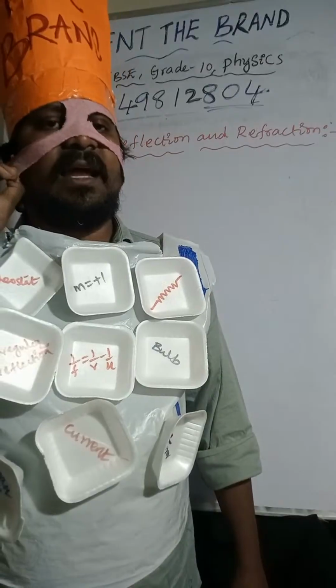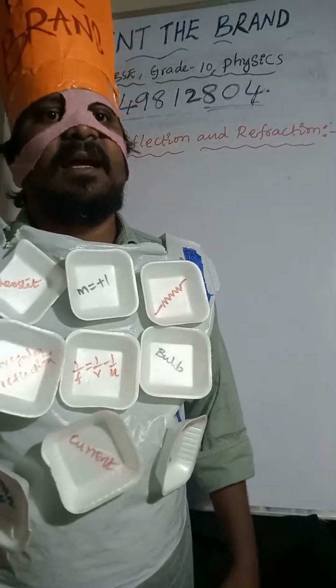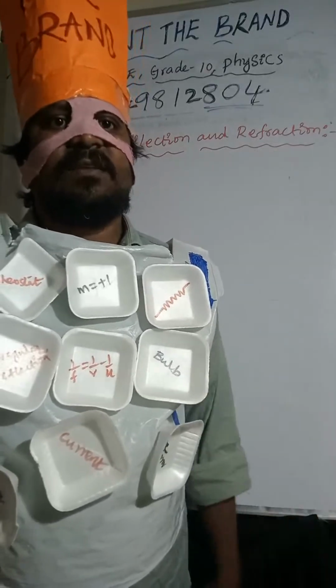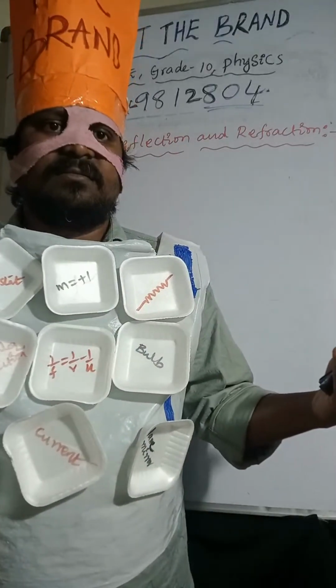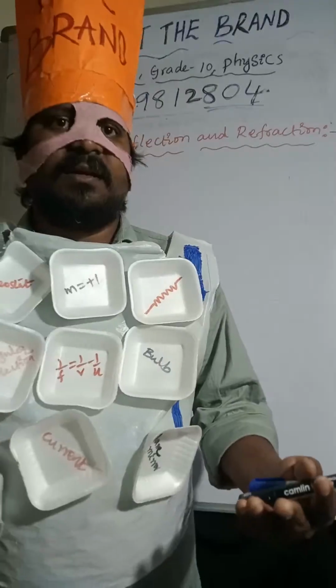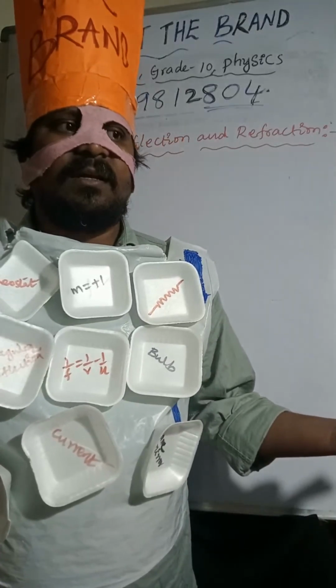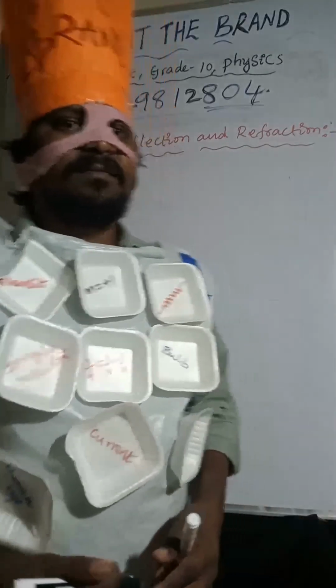When light is incident on a surface, it reflects back. The light ray which is incident on the surface is called the incident ray. The light ray which is reflecting back is called the reflected ray. The light ray which is undeviated is called the undeviated line, which is the initial direction of the incident ray.